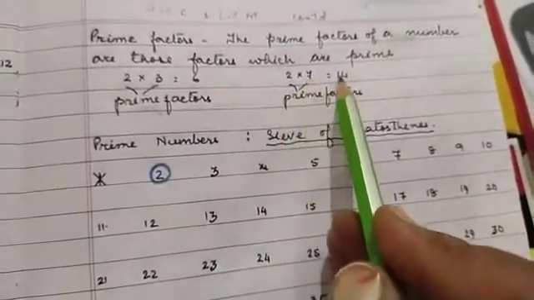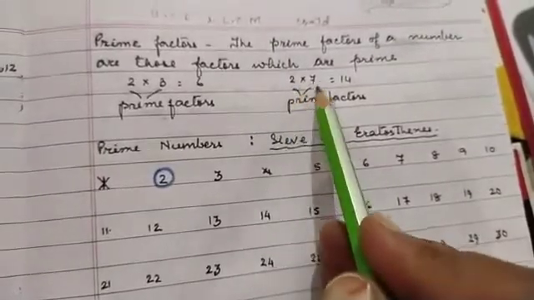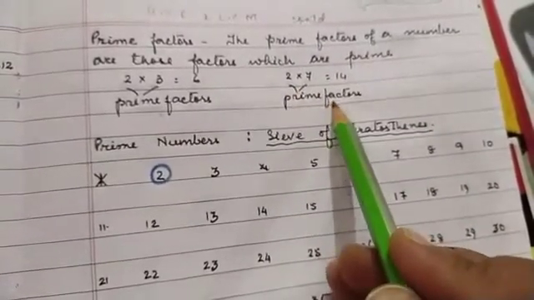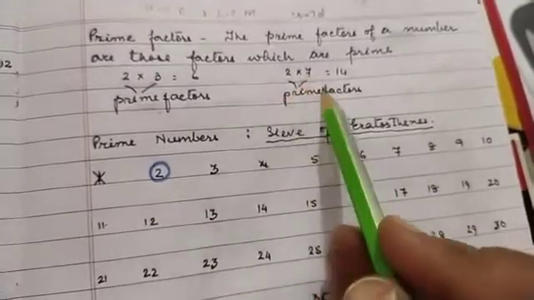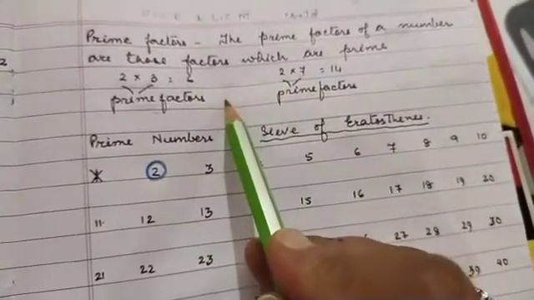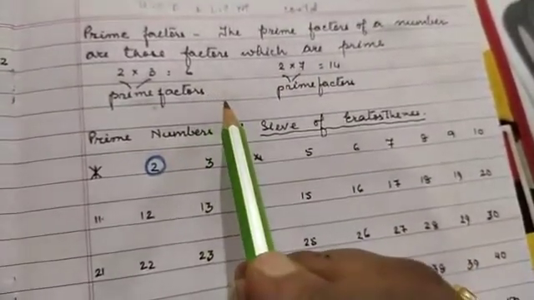Okay, 2 into 7 is 14. So 2 and 7 are the prime factors because 2 and 7 are prime numbers. Now the question arises, what are prime numbers?